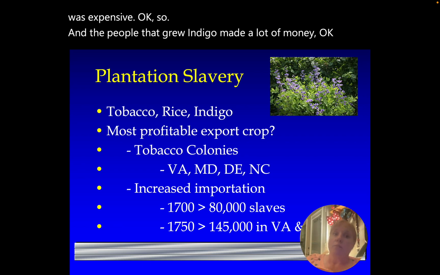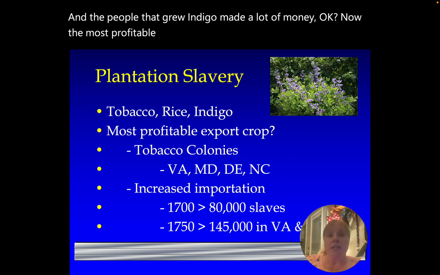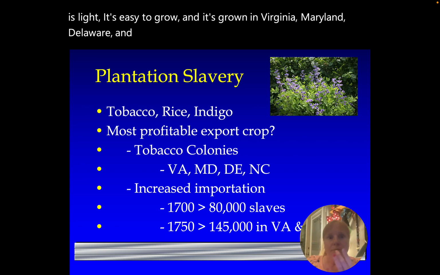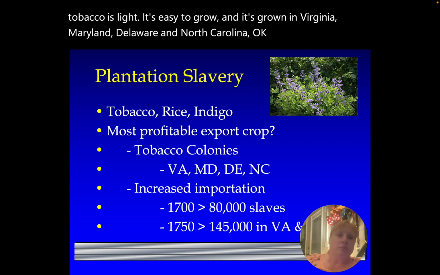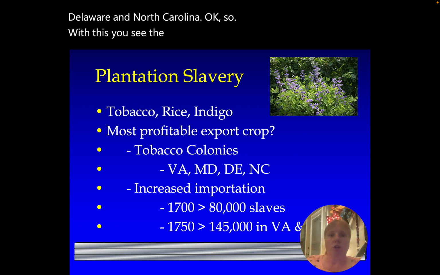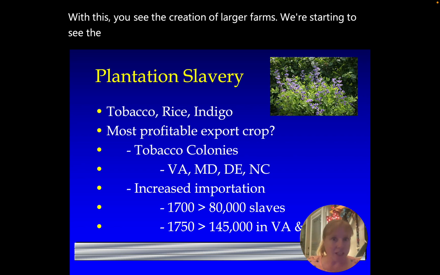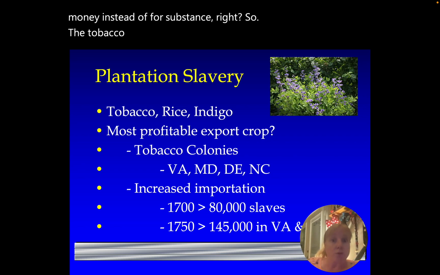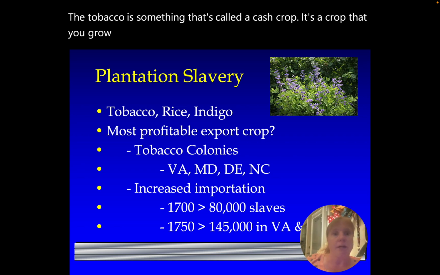Okay, now the most profitable crop to export is the tobacco. Okay, the tobacco is light, it's easy to grow, and it's grown in Virginia, Maryland, Delaware, and North Carolina. Okay, so with this, you see the creation of larger farms. We're starting to see the creation of plantations. So we're planting now to make money instead of for subsistence, right? So the tobacco is something that's called a cash crop. It's a crop that you grow specifically to make money off of.